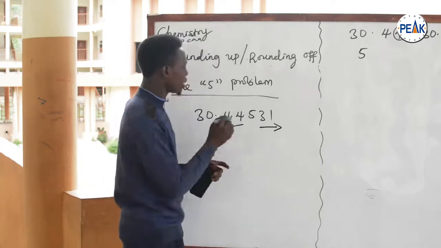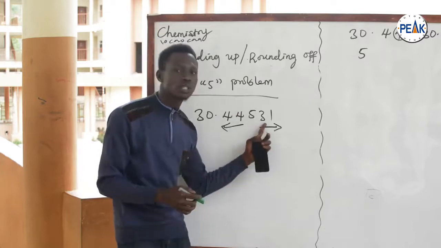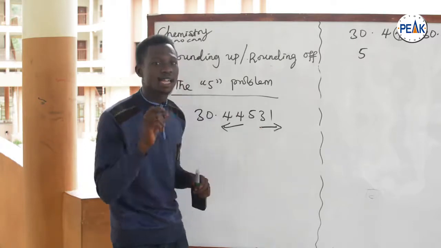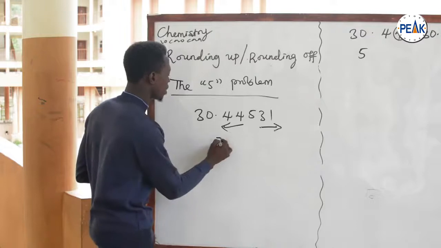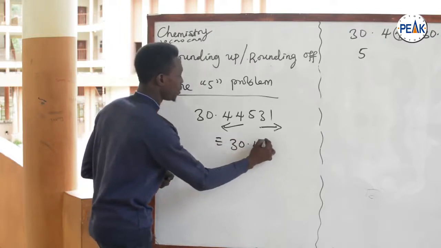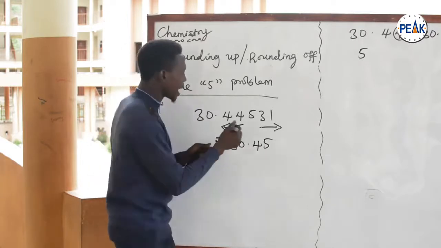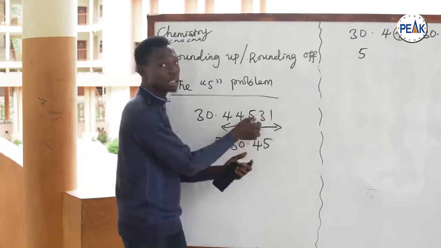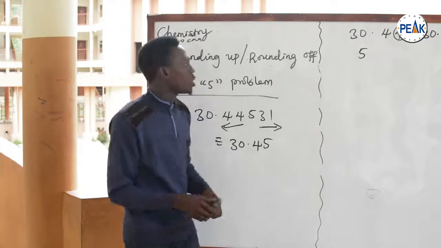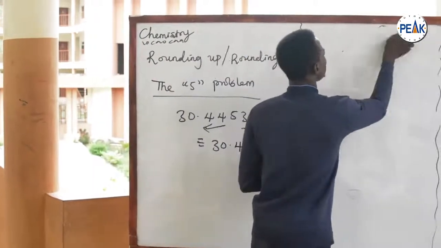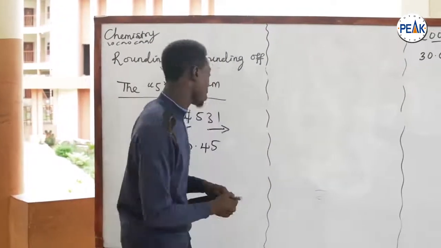Remember, I told you that you are going to first consider the figure after the 5. If there are non-zero digits after the 5, we are just going to round up 5, which means to 4 significant figures, this is going to be equivalent to 30.45 to 4 significant figures, because there are non-zero digits after the 5. What if there are no non-zero digits after the 5? In that case, I now begin to wonder, should I round up my 5 or should I round off the 5?